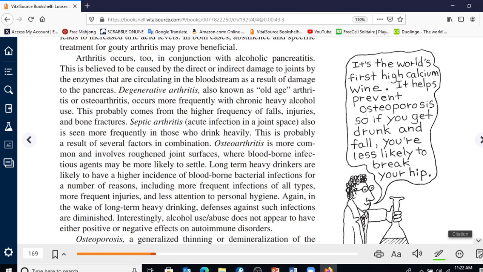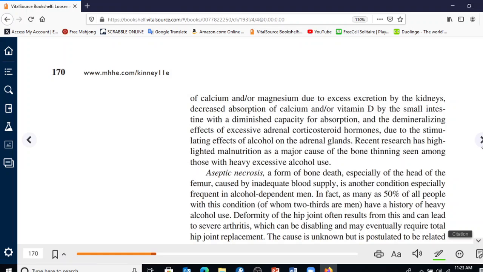Osteoporosis is a generalized thinning or demineralization of the bones. The bones get weaker. Osteoporosis is a real problem, particularly for women, but you see it with men too. People who otherwise went through most of their life ramrod straight and with good posture, now their shoulders are stooping forward and more forward until they're really bowed over. Aseptic necrosis is a form of bone death. Well, that's what it means, is bone death, especially at the head of the femur. And that's what usually breaks when someone has a broken hip and falls down.